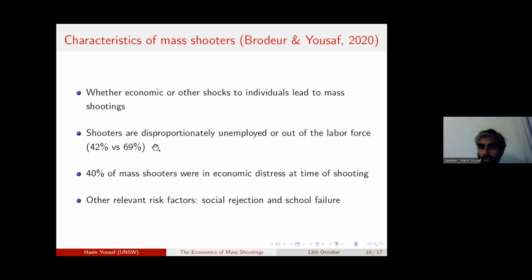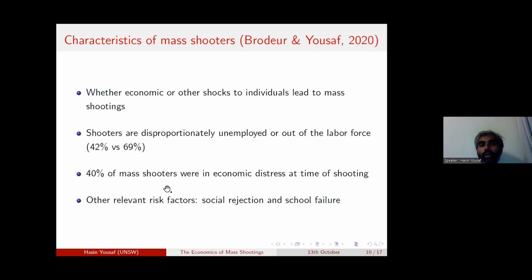Now, if you look at these shooters, what you find is that indeed there seem to be some underlying economic factors that may lead these shooters to commit mass shootings. For example, shooters are disproportionately more likely to be unemployed or out of the labor force compared to the average population. So out of all the shooters, the employment rate is 42%. In the average population, it's 69%.